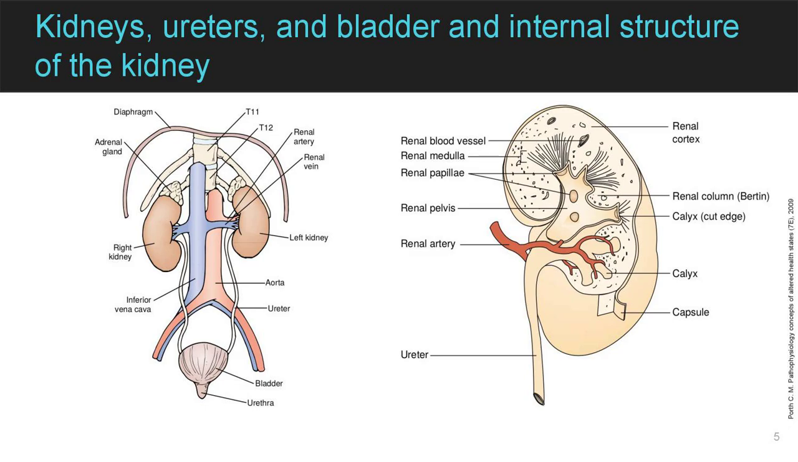This is the excretory system. On the right picture, you can see renal cortex here, renal blood vessel here, renal medulla here, renal pelvis. This one, pelvis, is a free space for accumulation of urine. Renal artery here, ureter here. And this is the macroscopic structure.